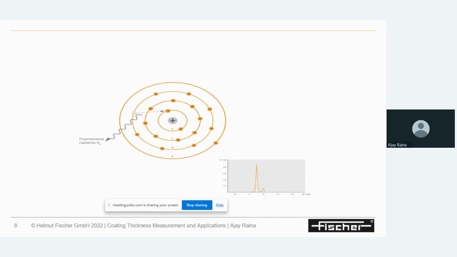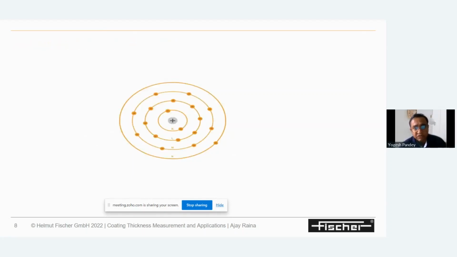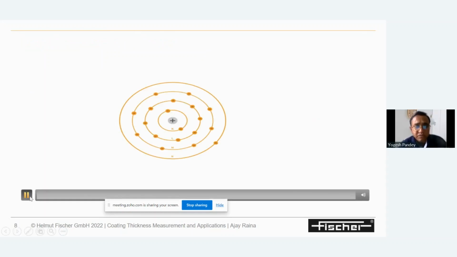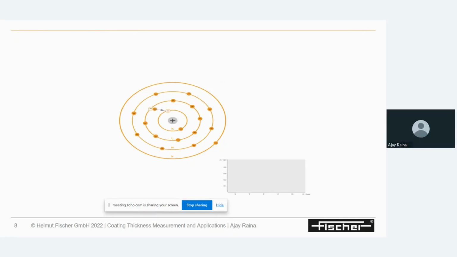That energy is measured with the detector. That secondary energy, the X-rays, is basically measured by our detector in the form of this peak which is generated here. This shifting and releasing of energy from the outermost shell to the innermost shell is basically called the fluorescence effect, and that's why the name of the machine is energy dispersive X-ray fluorescence.